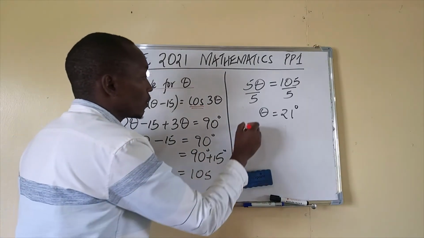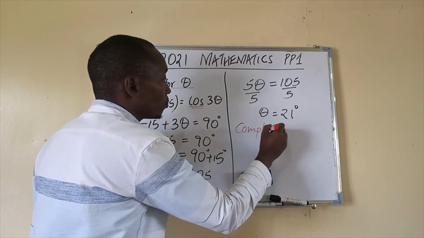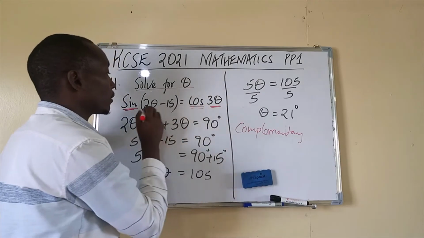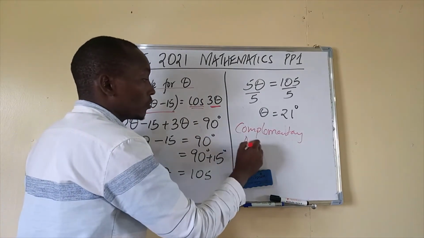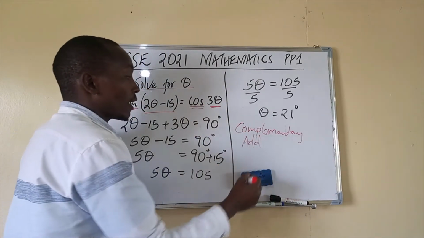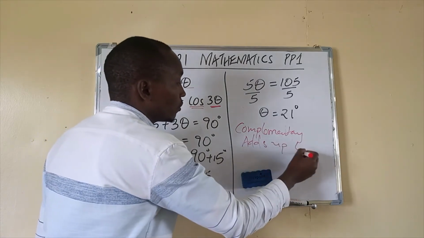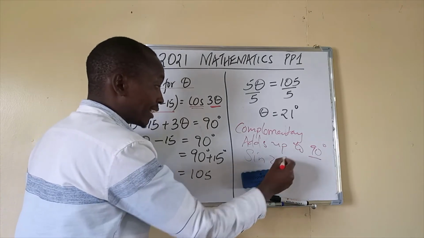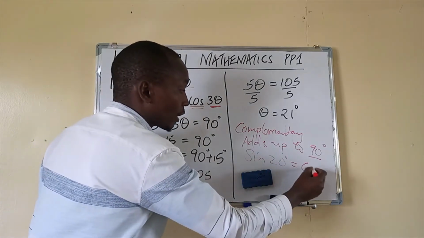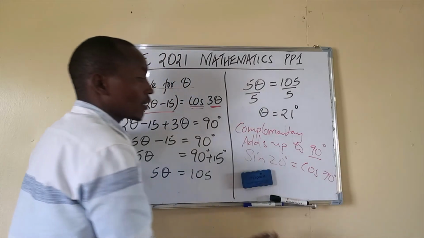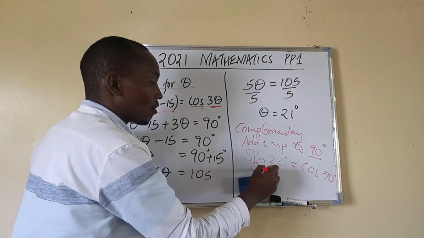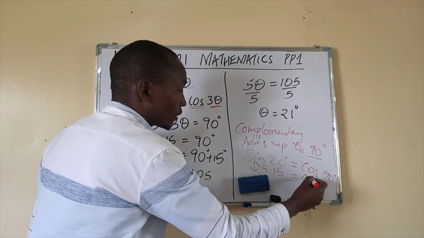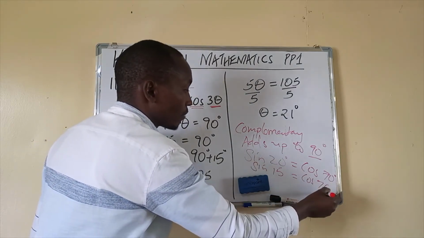we're talking about complementary angles. These two angles are complementary. And what do you understand by complementary? The angles add up to 90 degrees. For example, the sine of an angle like 20 is automatically equal to the cos of 70. And any other angle, for example the sine of 15, is equivalent to the cosine of an angle like 75.